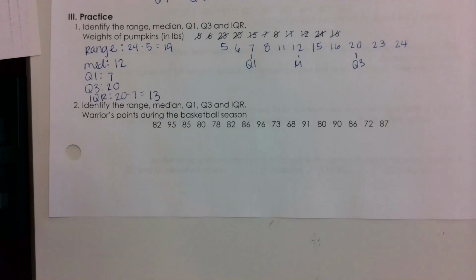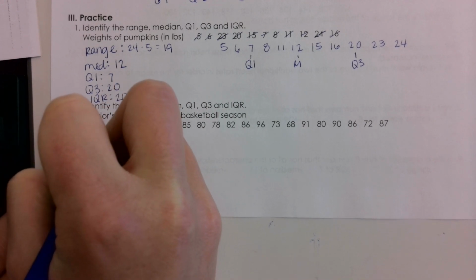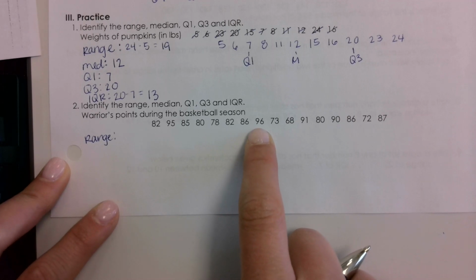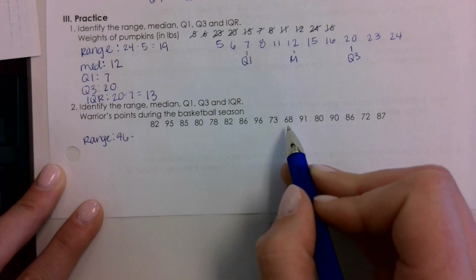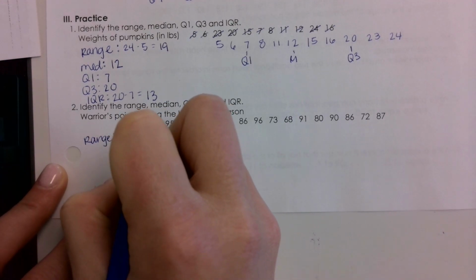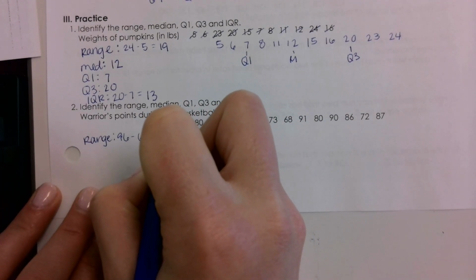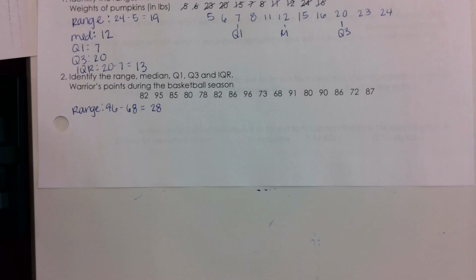To find your range, what are we going to do? Biggest minus smallest. So what is our biggest number that we have there? 96. Yep, and what's the smallest that we have? Minus 68. Yep. So what is 96 minus 68? 28. Is that alright? Okay. So to find our median, Q1, Q3, and IQR, we've got to put it in order from least to greatest first, right? So let's go ahead and do that.